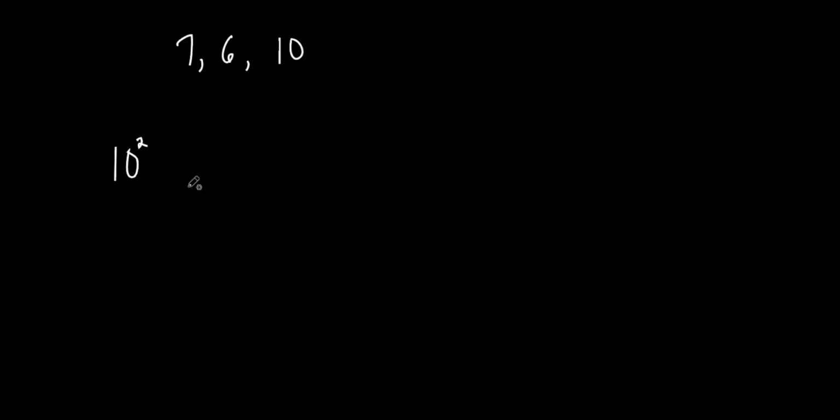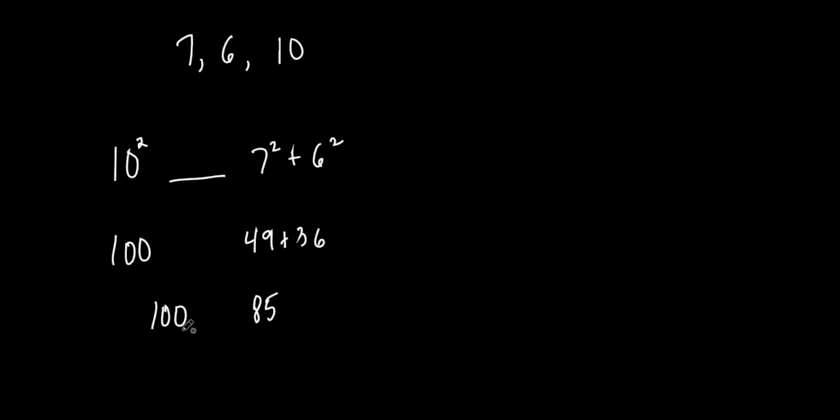And what do we do? We square it. Let's compare it to the other 2 squared. 7 squared plus 6 squared. What's that? 10 squared is 100. What's this? 49 and 36. So what's that? 85. Compare 100 to 85. 100 is greater than, so what kind of triangle is this right here? It's obtuse. That's right.